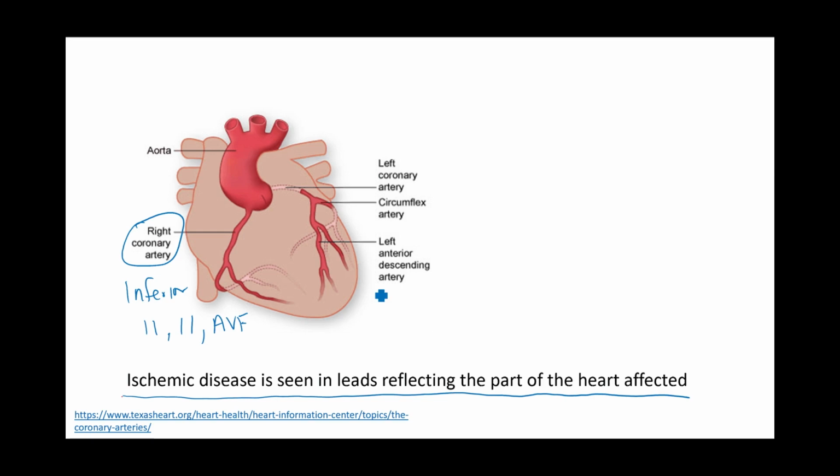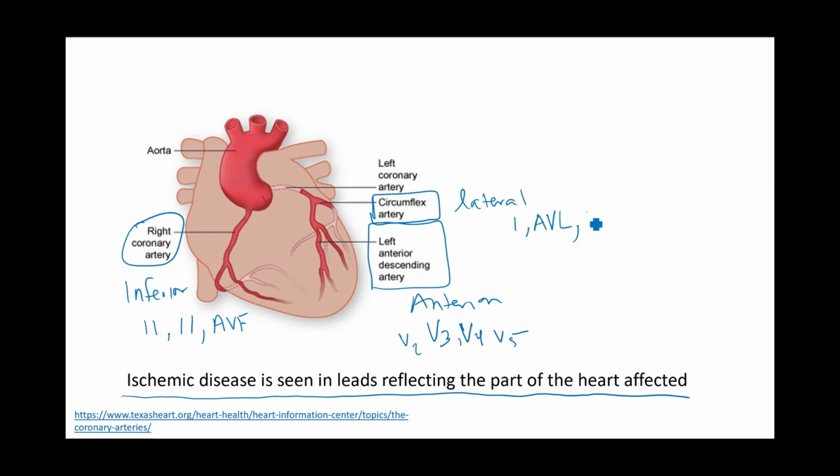If we're looking at occlusion of the LAD, or the left anterior descending artery, we would expect changes to the anterior leads, which generally include V3 and V4, but can also include V2 and V5. Remember that these leads are placed on a spectrum around the chest. If we had disease of the left circumflex artery, we would expect changes to the lateral leads, which include 1, AVL, and V6, and maybe even V5.